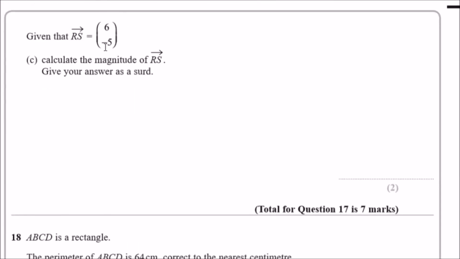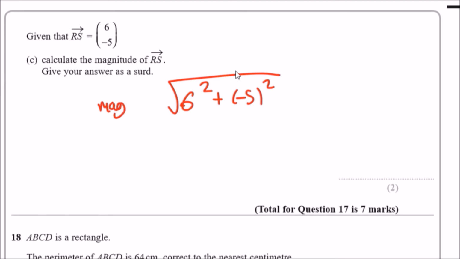So given that RS is (6, -5), calculate the magnitude. Oh, thank God, easy. So the magnitude is simply going to be, using Pythagoras' theorem, the square root of each of these values squared. So this would be the square root of 6 squared plus minus 5 squared, and this will give us the actual value of this distance. Calculating this, 6 squared plus 5 squared, square root, the answer will be root 61, so nothing too difficult.